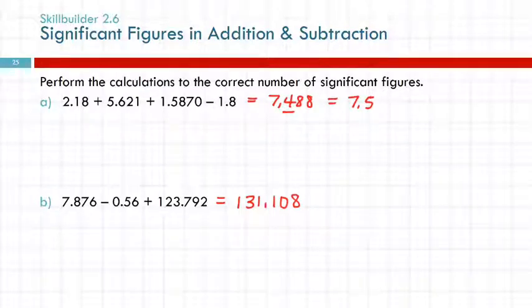What should I round it to? 2 decimal places. So 131.11. So I'm going to keep 2 decimal places. Adding and subtracting is decimal places. Multiplying and dividing is the number of significant figures.